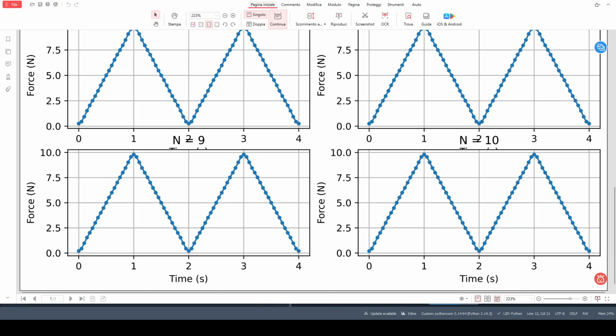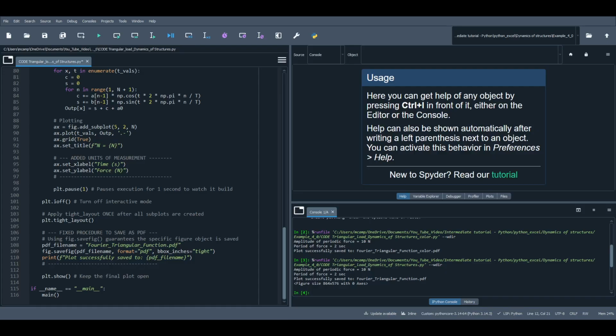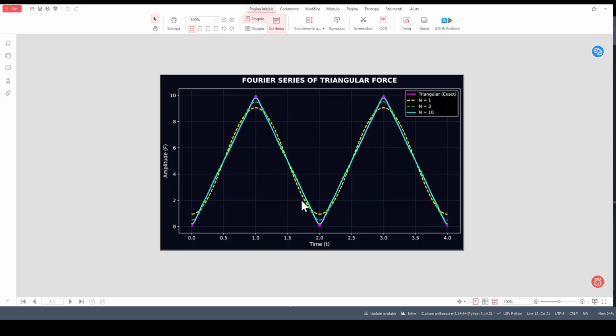We can see also what is the difference between the different cases for n equal 1, for n equal 3, finally n equal 10. The line in magenta is the triangular value. So you can see the light blue line is very close to the triangular force exactly. Okay, thank you. Bye.